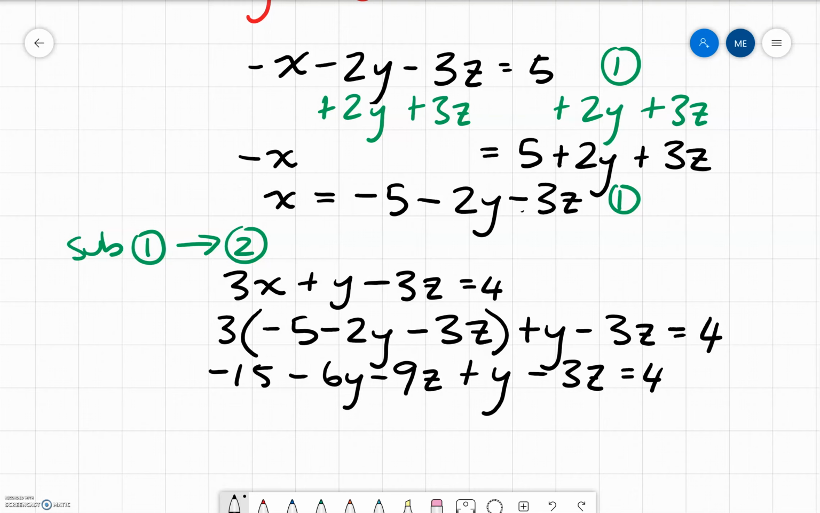Now when I simplify this, negative 6y plus y gives me negative 5y. My z's, negative 9z minus 3z gives me negative 12z. And then I'm going to take the negative 15 and add it to both sides. So that is 4 plus 15, which is 19. And this becomes equation 4.